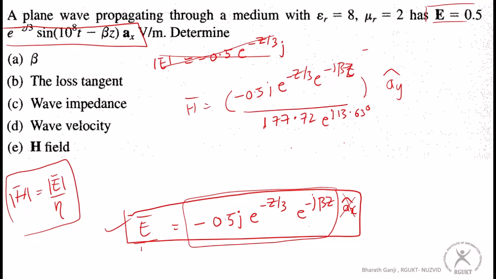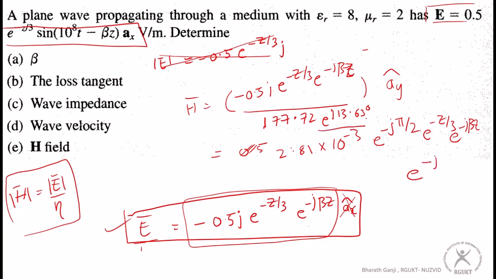So how do you convert it into time domain? I'll go back again. The same thing can be written as 0.5 divided by 177.72, which simply becomes around 2.81 × 10^-3. And of course this -j goes as e^(-jπ/2), with e^(-z/3) and e^(-jβz). The eta factor goes to the top as e^(-j13.63°) a_y. So this is your magnetic field in phasor form.